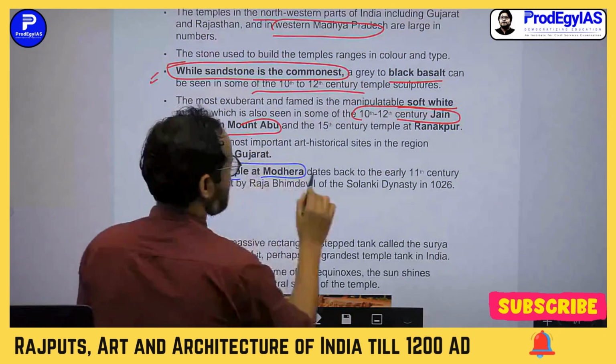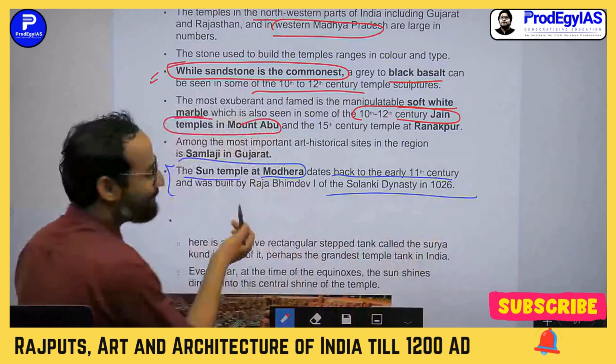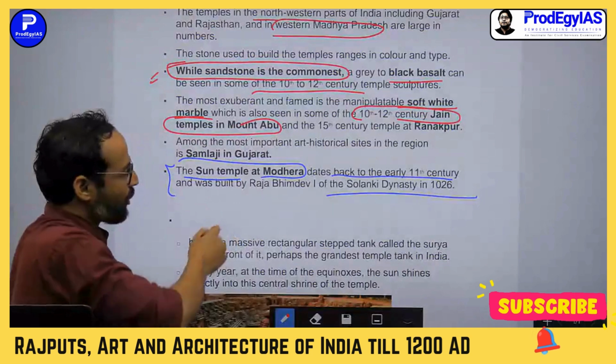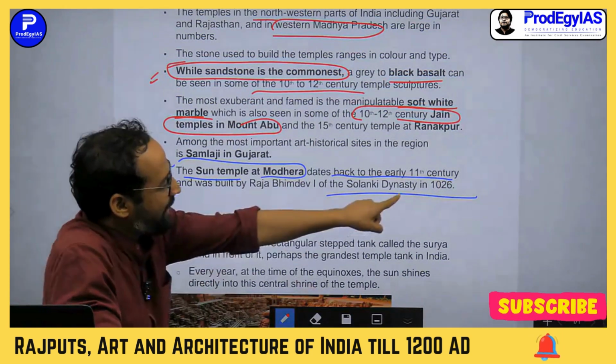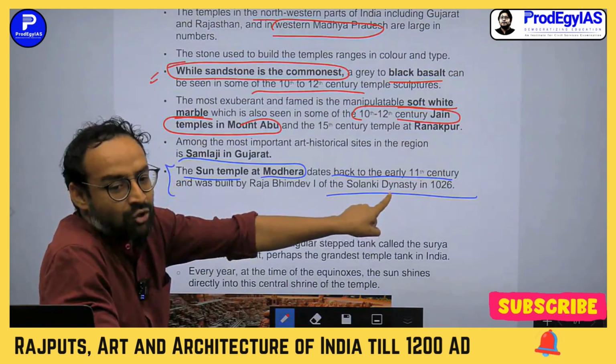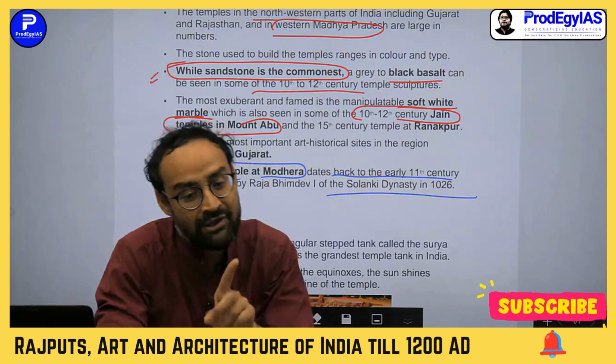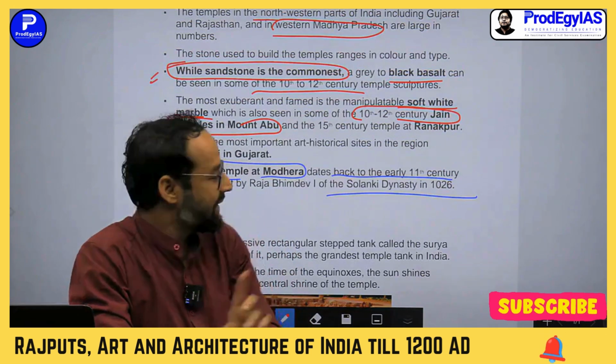This one. Modhera temple, the Honorable Prime Minister was also going there. Modhera is in Gujarat. Okay? And dates back to 1026. It's a Hindu temple made during the Solanki dynasty. Solanki dynasty is also a Rajput clan. Okay? Write this down.